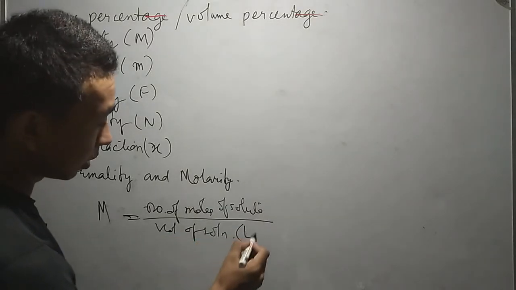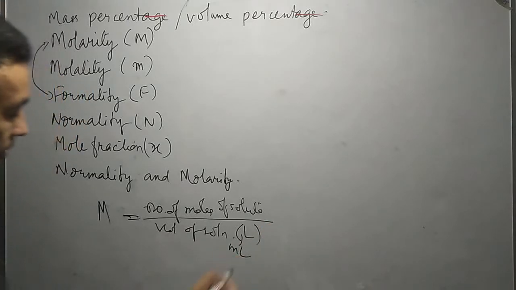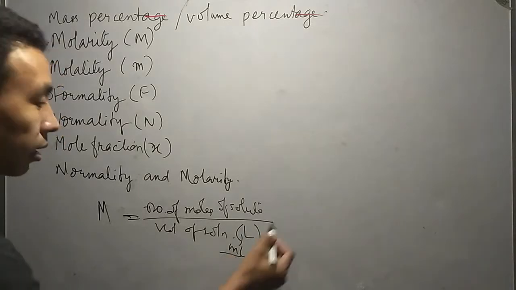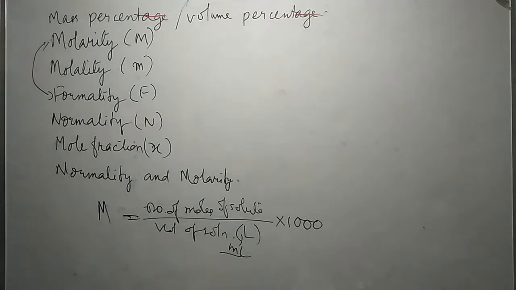The volume should be in liters, and if it is given in ml in any numerical problem, then we shall divide it by 1000. The SI unit of molarity is mole per liter, or we can just write capital M.